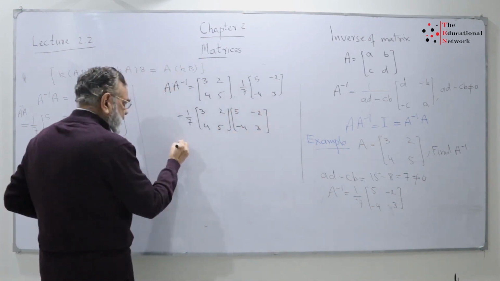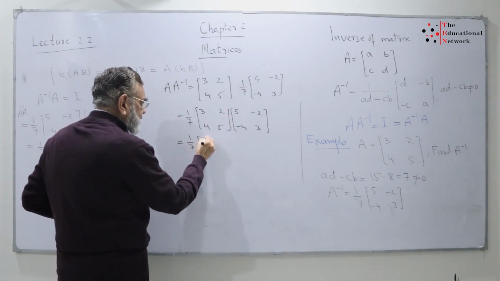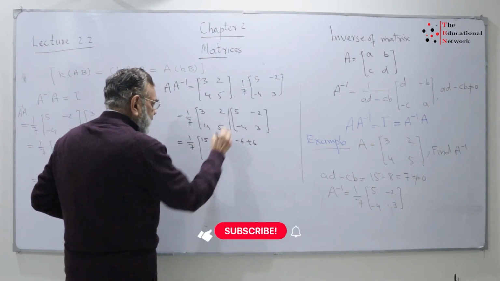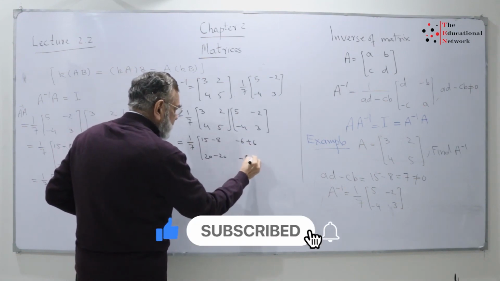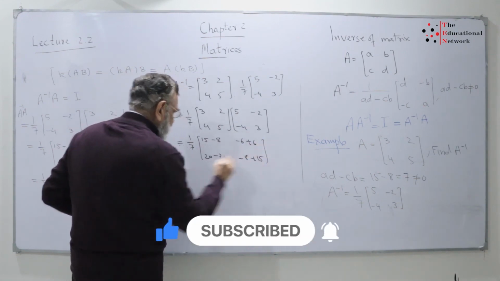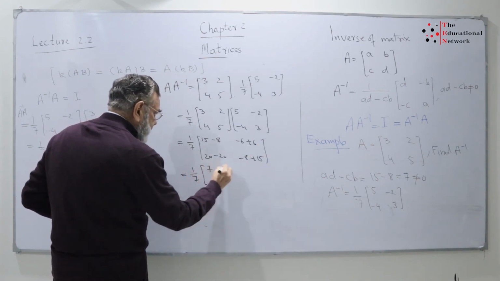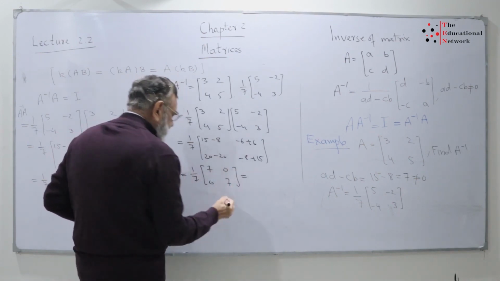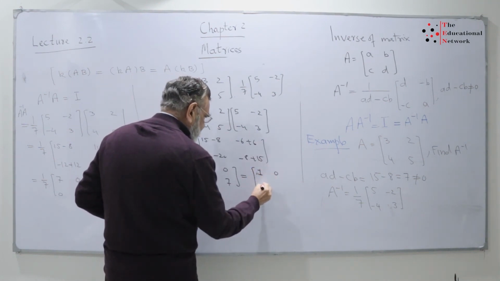So we get 1 upon 7 out. And we get here 15 minus 8, then minus 6 plus 6, then 20 minus 20, and minus 8 plus 15. We simplify this one. We get 1 upon 7, with 7, 0, 0, 7. Multiply 1 by 7, the scalar, multiply each entry with this one. We get 7 upon 7 is equal to 1, and then we get 0, 0, and 1.